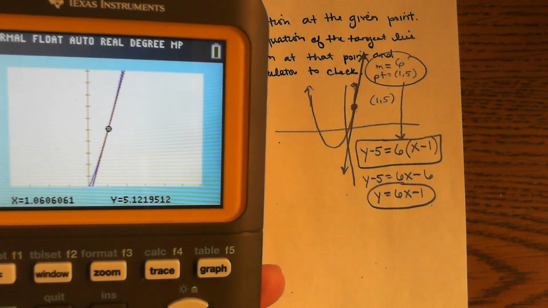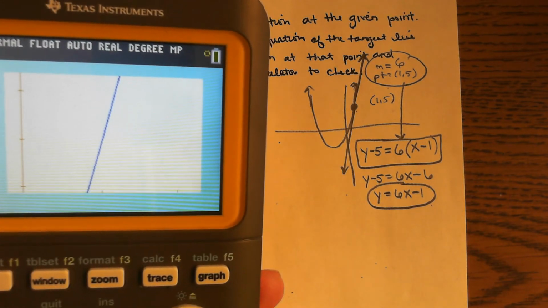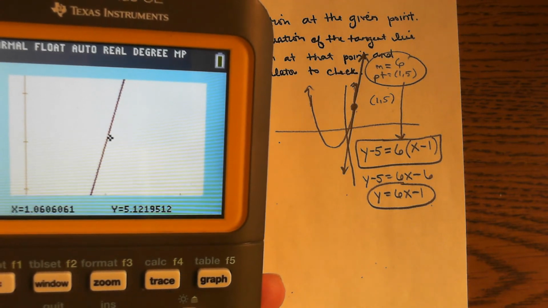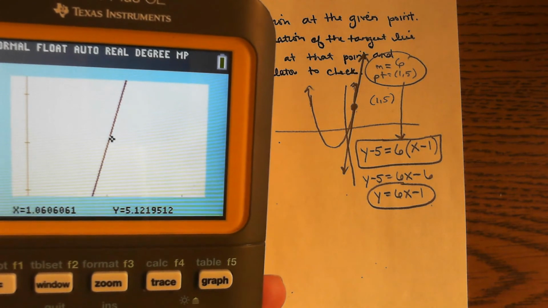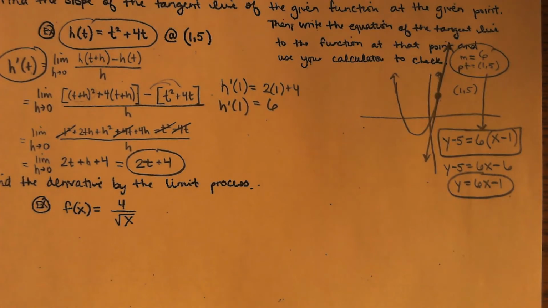Good? You can keep zooming in if you want. There's my parabola, but it's hard to see because the more you zoom in, the more the parabola looks like a line in and of itself. But questions on that? Remember that whole process?